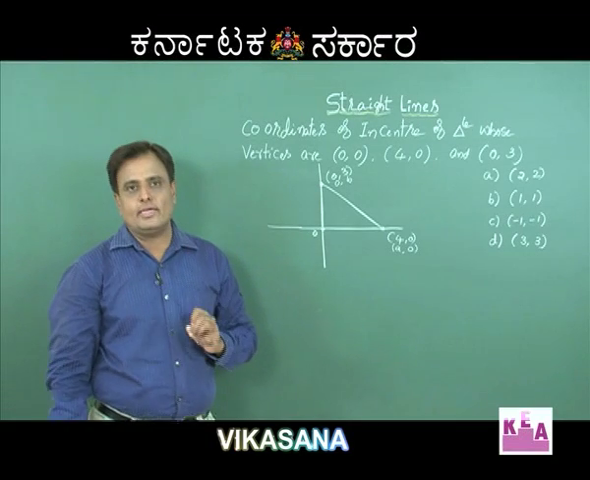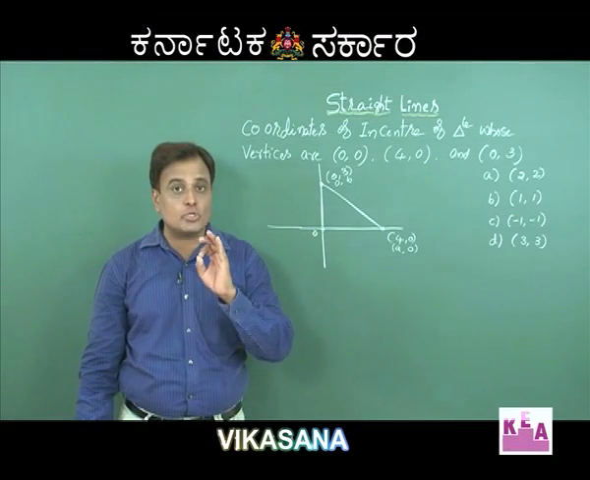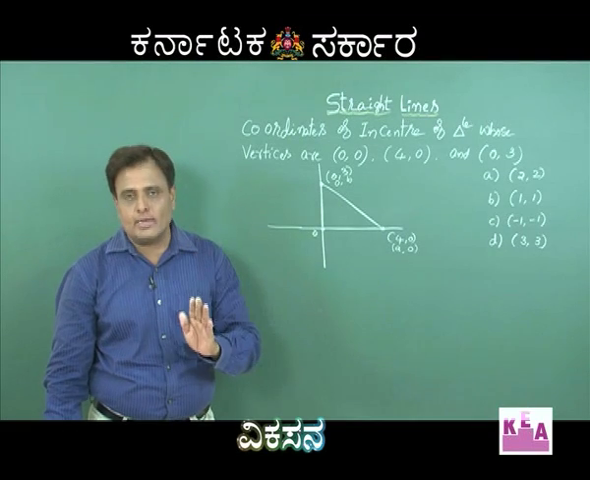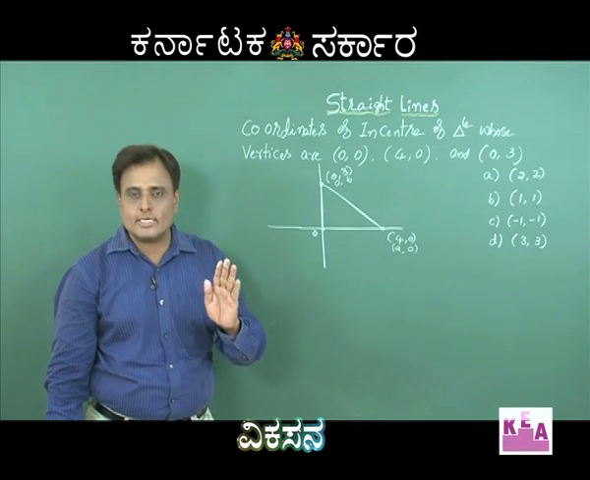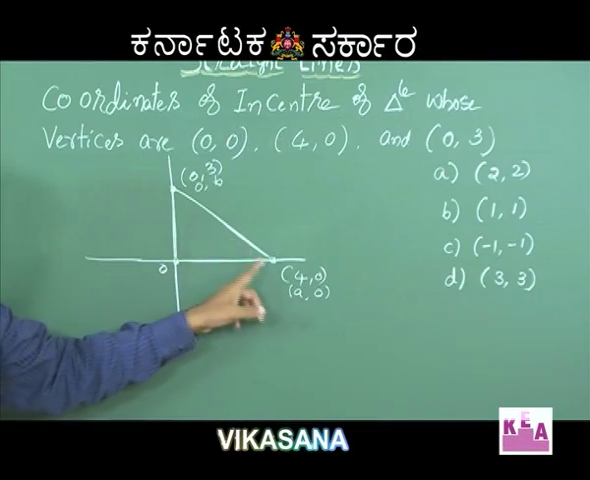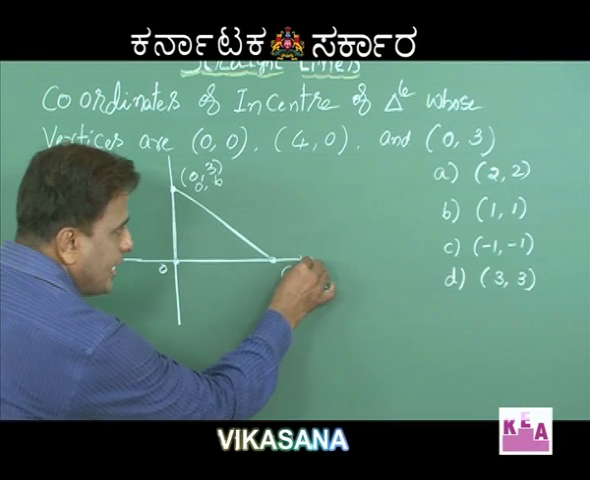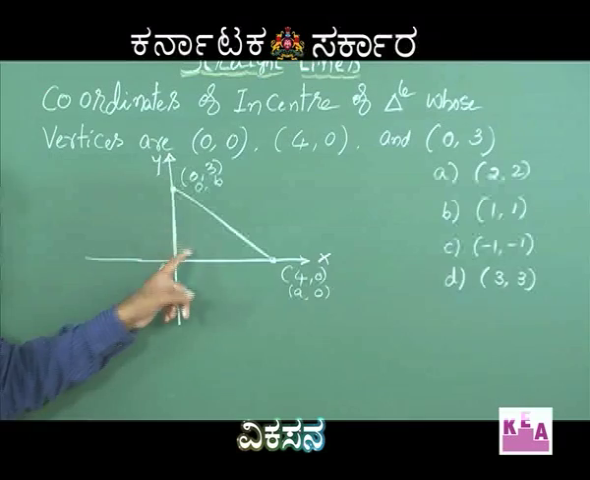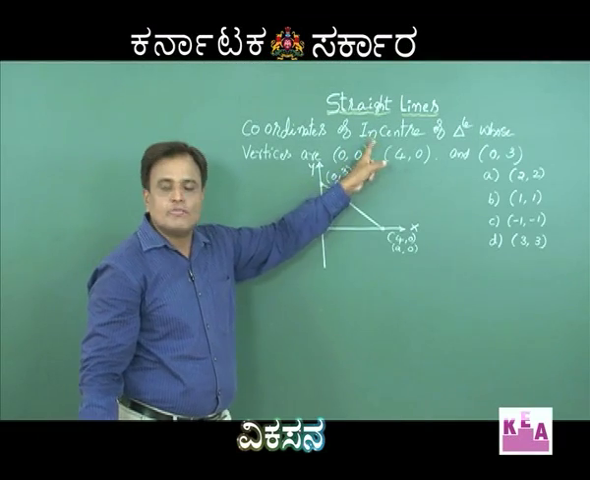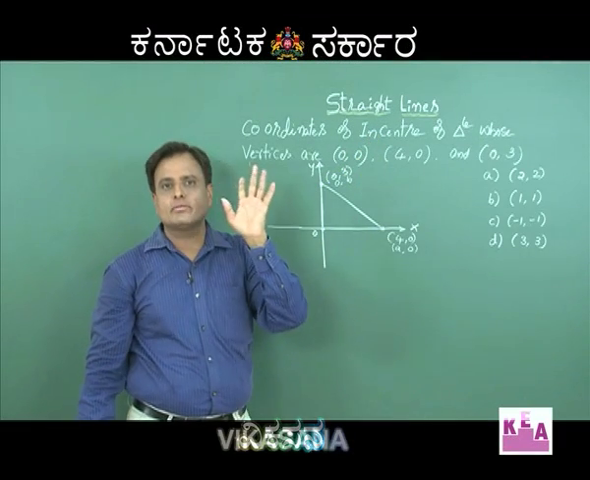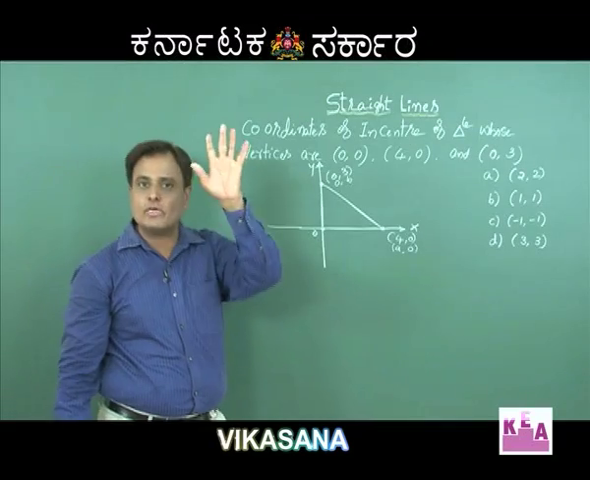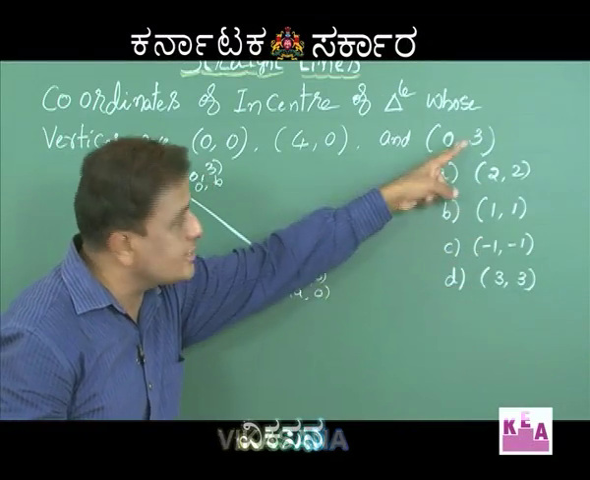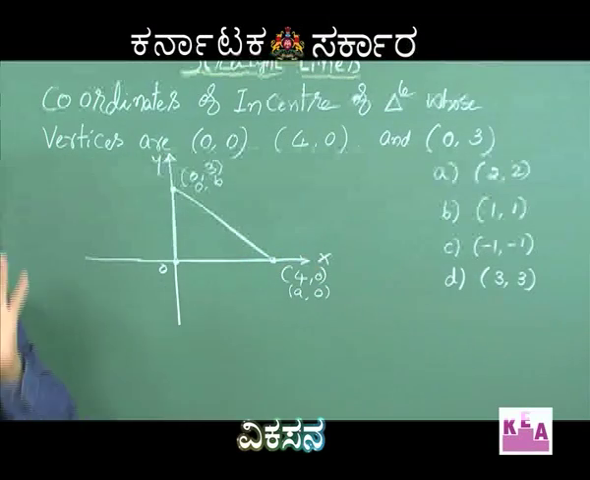Always remember one thing, all the students, observe this carefully, this technique. For any triangle whose vertices are the origin, one vertex on the x-axis and the third vertex on the y-axis, definitely the coordinates of the incenter must be equal. Both the x coordinate and y coordinate will be equal.